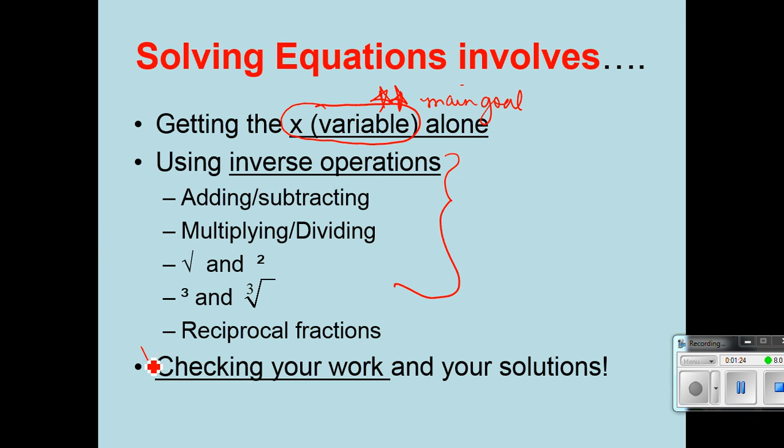We do need to make sure that we check our work and our solutions because sometimes we get extra solutions. Remember, we called those extraneous solutions that don't always work. Even though we found them, they just don't work in the equation. So always make sure we check our solutions.